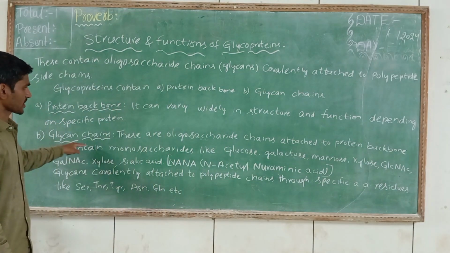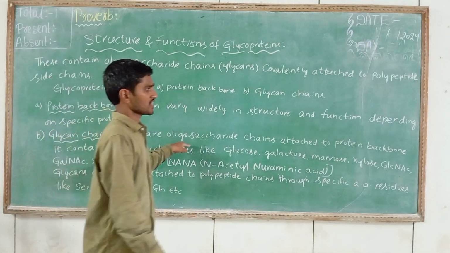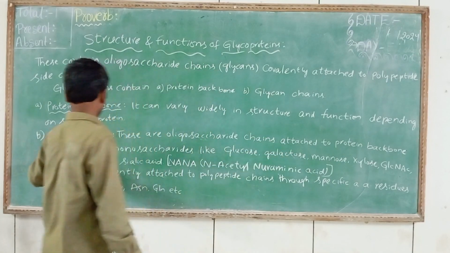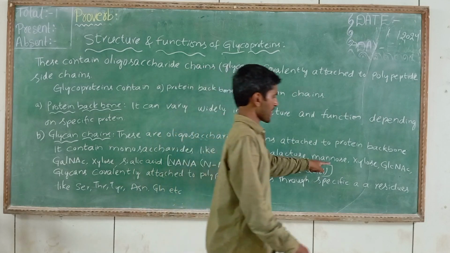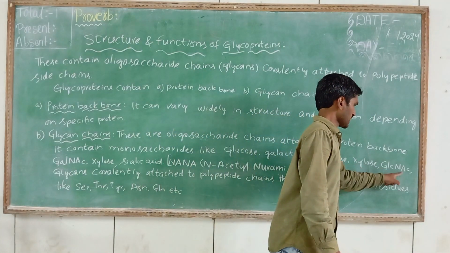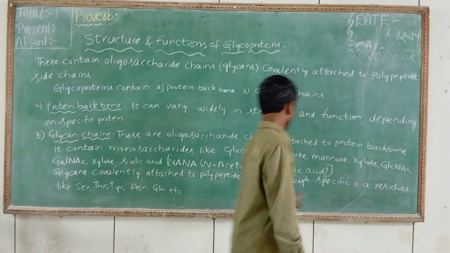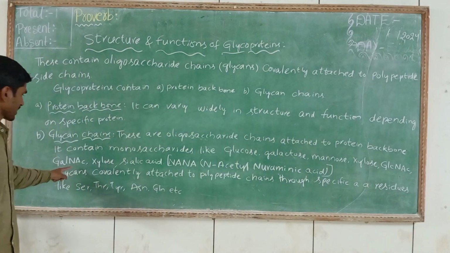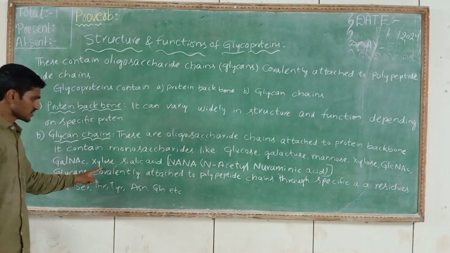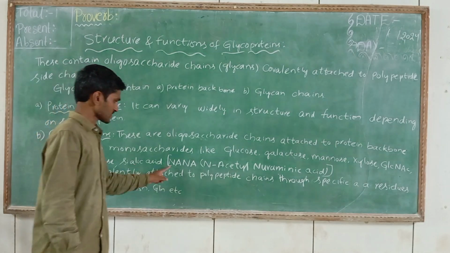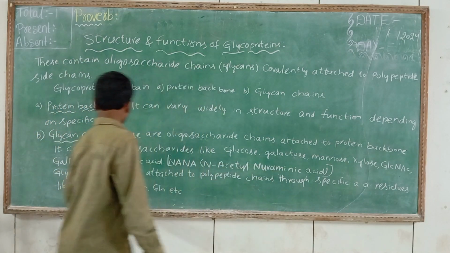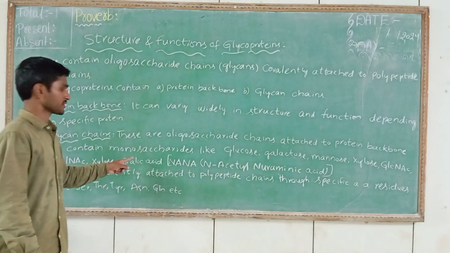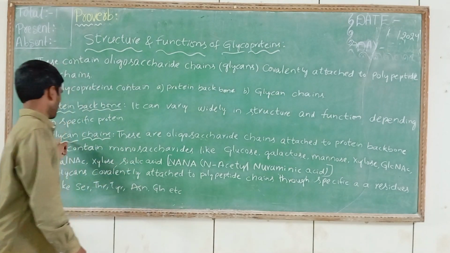And glycan chains are oligosaccharide chains attached to the protein backbone that contain monosaccharides like glucose, galactose, mannose, xylose, GlcNAc, that is N-acetyl-glucosamine, and GalNAc, which means N-acetyl-galactosamine, xylose, and sialic acid. Sialic acid is also known as NANA, that is N-acetyl-neuraminic acid. These are all the monosaccharides present in the glycan chains.